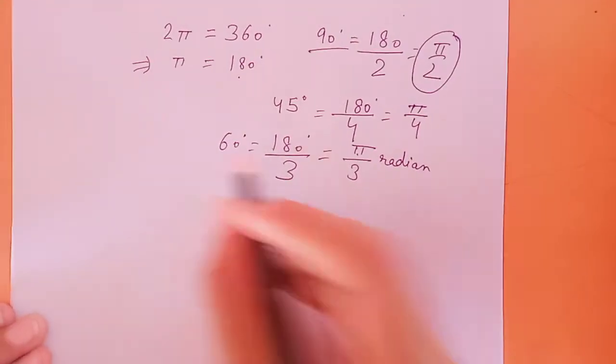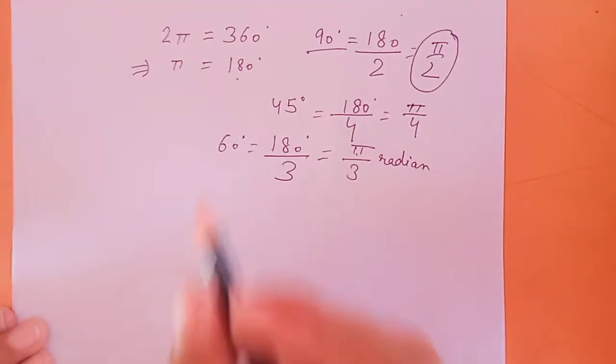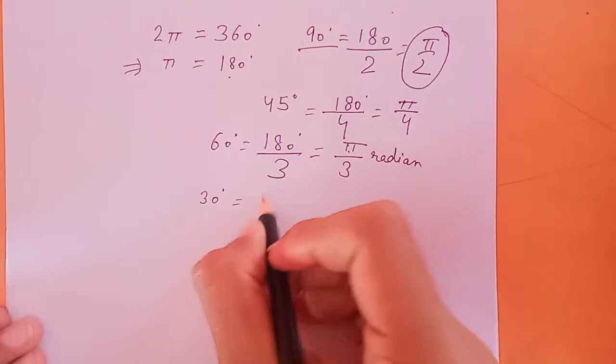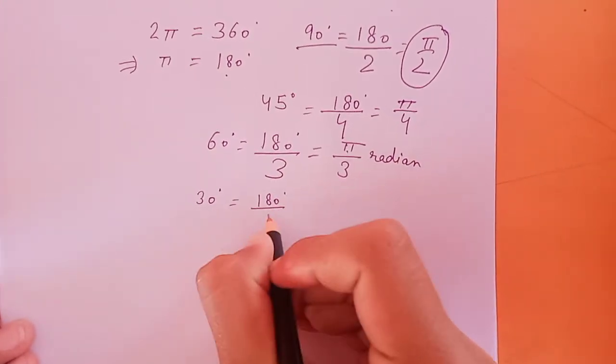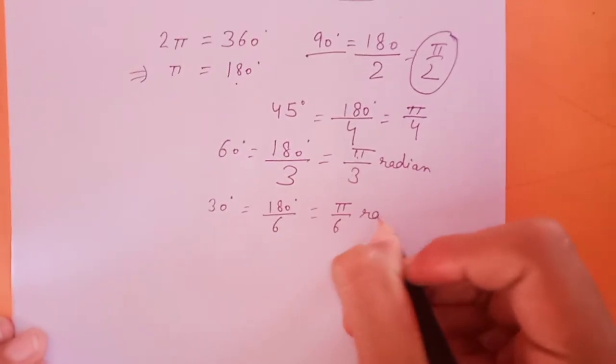Now 60 degrees is equal to pi by 3 radians. Now we will convert 30 degrees into radians. That will be 30 degrees multiplied by pi by 180, which is pi by 6 radians.